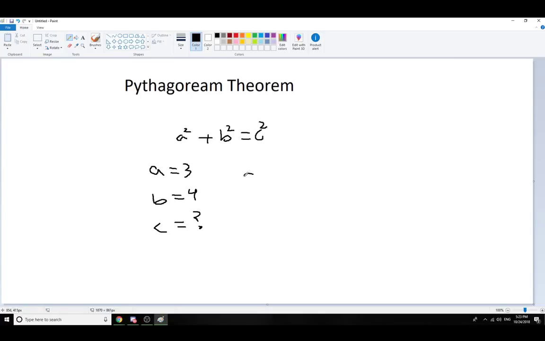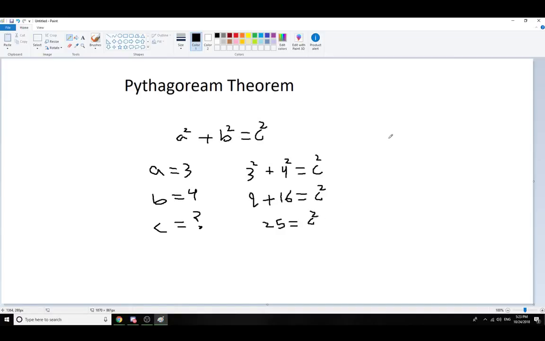We're going to go A squared. Actually, I won't do it like that. We'll go 3 squared plus 4 squared equals this mysterious C squared. So we just solve the math. 9 plus 16 equals c squared. And this is going to be 25 equals c squared.